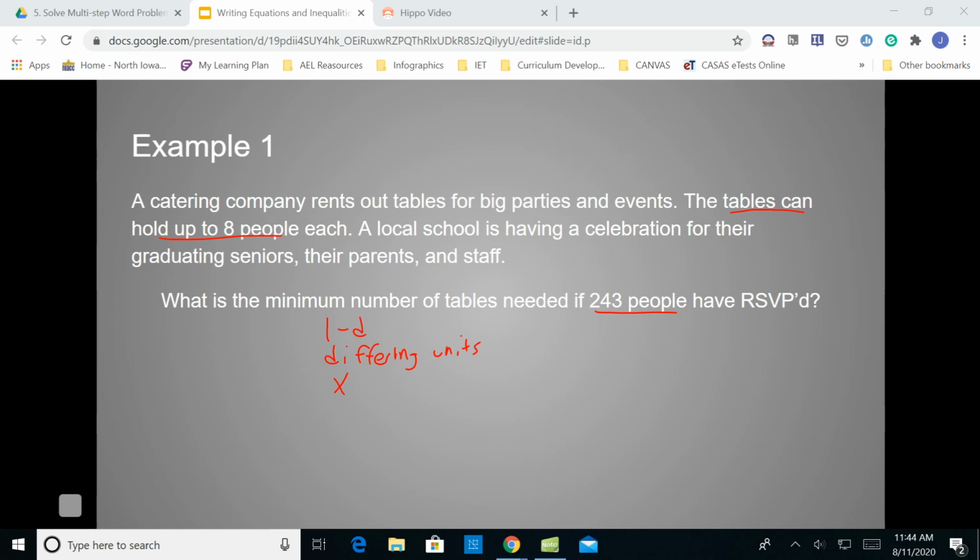So then what I look for is how am I going to set this up? I have 243 people. Since this one is by itself, it's the one I want to start with, and I'm going to put it over 1. And I want to end with tables. That means people have got to go. 8 people here, 1 table there.